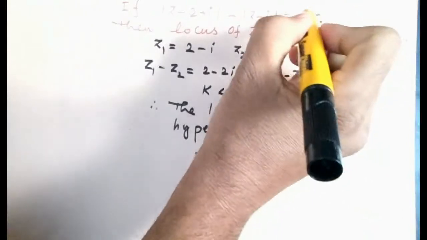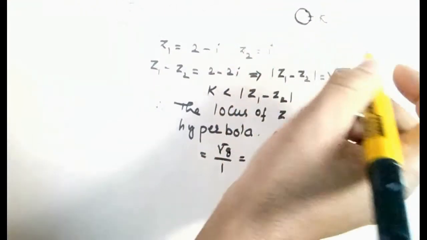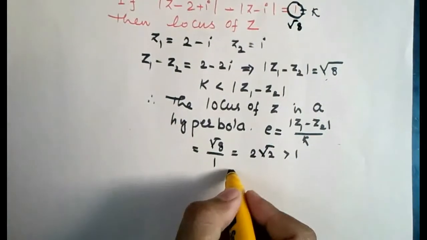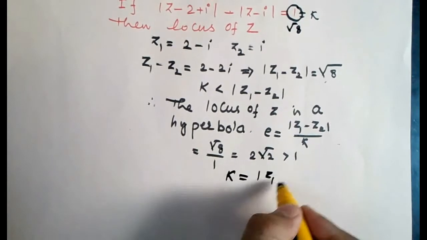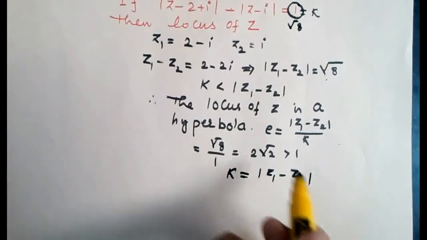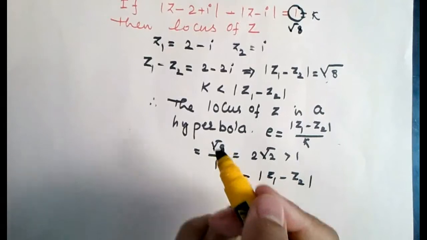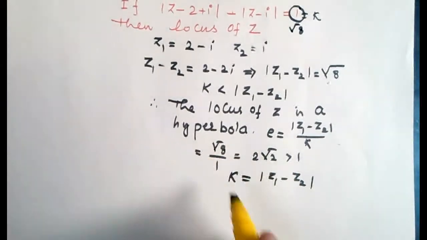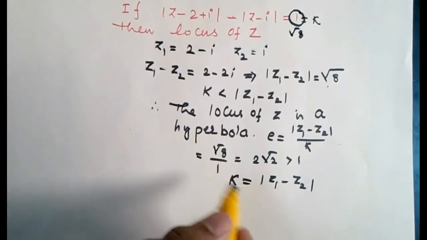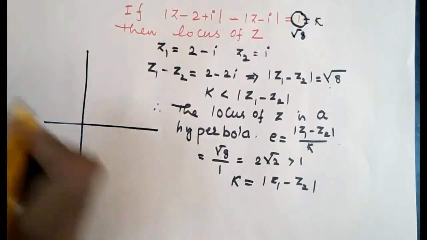Now you see, instead of 1, I took K as 1 here. If instead of 1 I take exactly this value, root 8, then what happens? K is equal to modulus of Z1 minus Z2. If K is equal to modulus of Z1 minus Z2, according to our discussion in the previous lessons, the locus of Z is a ray. So what is the direction? If you want to know exactly the direction, see the exact picture of the locus.